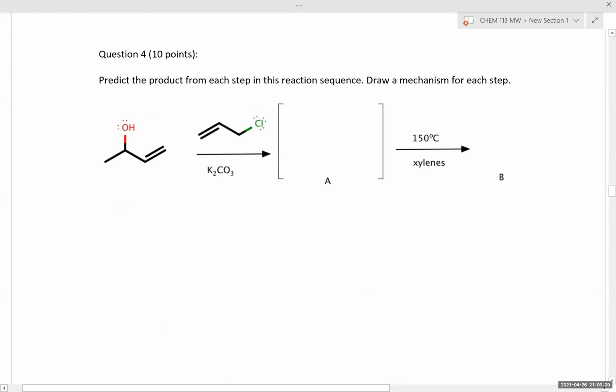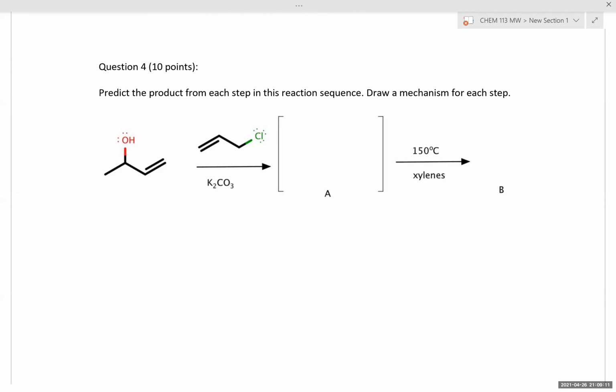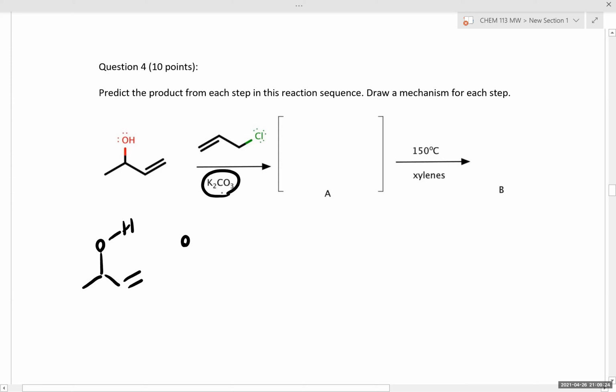In this case, we're asked to predict the product and draw a mechanism for each step. In the first case, we have an allylic alcohol reacting with an allyl chloride under slightly basic conditions. So for our first step, carbonate will pull off a proton.